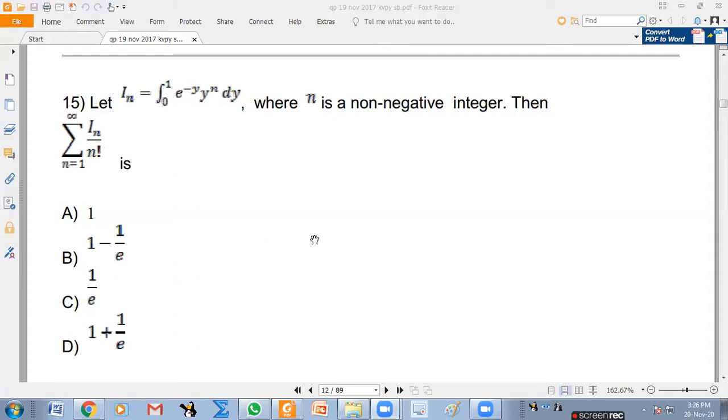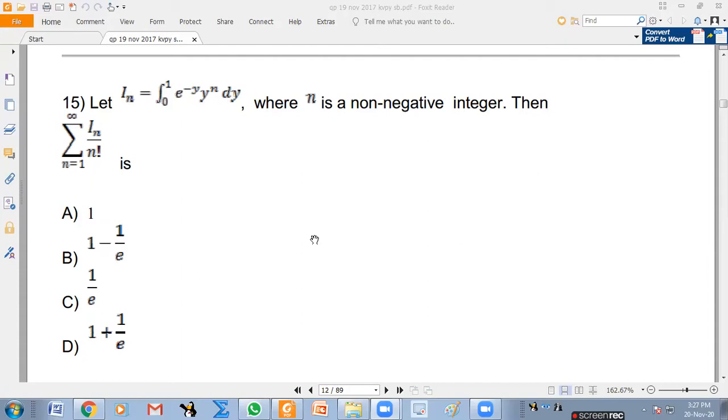Yeah, the 15th one. What is I_n? I can find it either by using a reduction formula or some other way of doing it. But something easier than that, let us see. The question was sigma n equal to 1 to infinity I_n by n factorial.